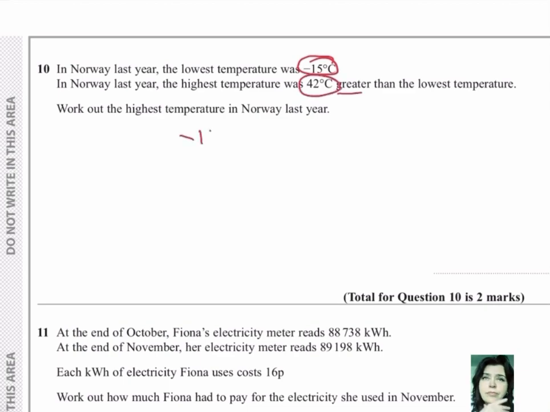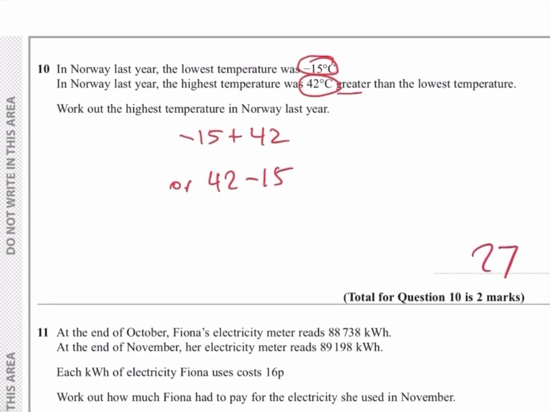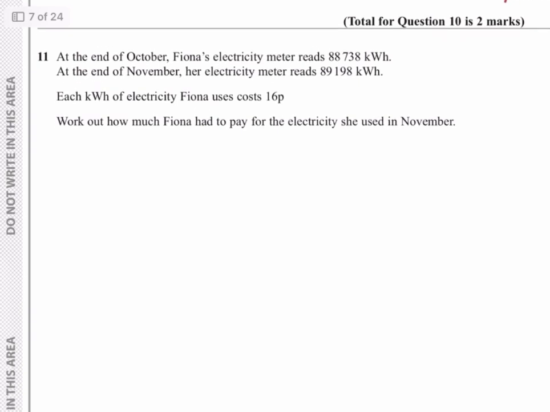Okay, temperature question, minus 15 plus 42. So you know you can swap the numbers around here. You get 27 degrees. So well done for getting this right.